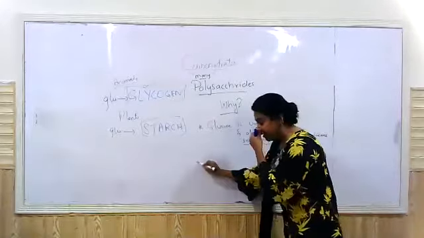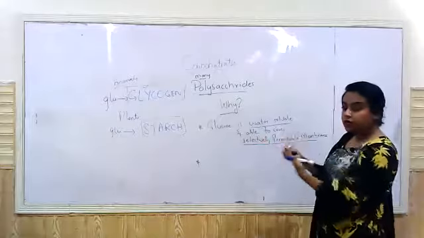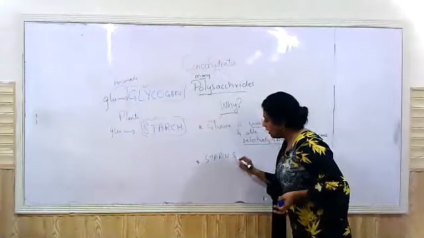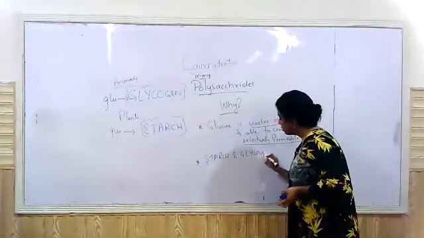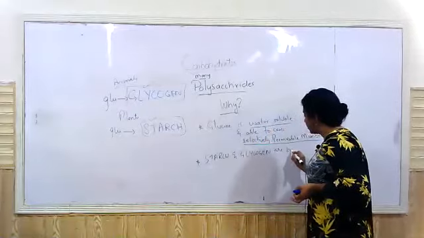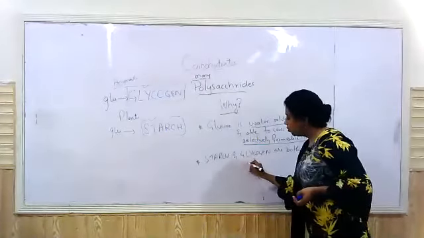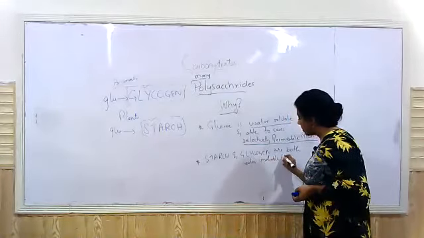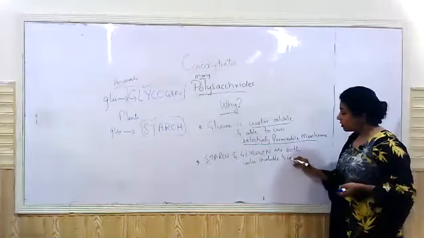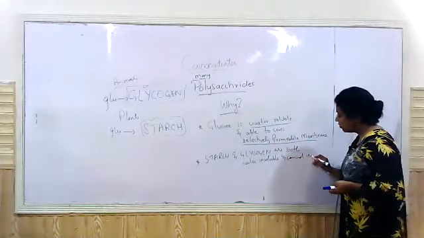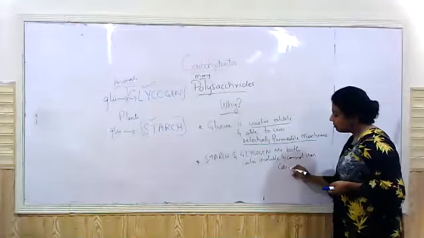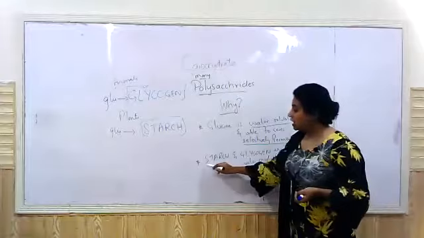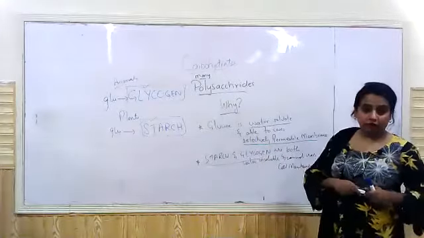The second point, now I'm making just a reverse argument of this point: starch and glycogen are both water insoluble and cannot cross the cell membrane. Now, because of these two properties, starch and glycogen are ideal for storage, right?